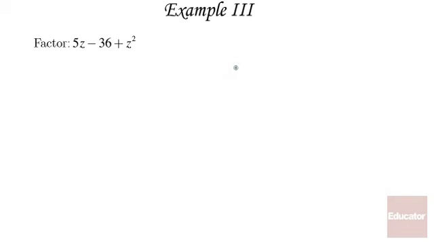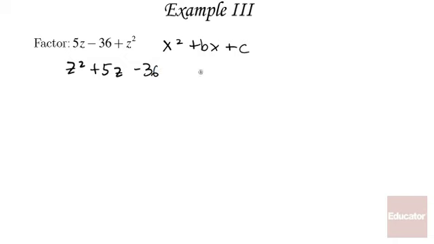In our third example, I'm looking at this, and at first it doesn't look like it's in the form with a leading coefficient of 1. However, it's always smart to put things into the form you need them in, or into standard form. So I just need to switch around some of the terms. Standard form would be x squared plus bx plus c. So I want my squared variable first, then 5z minus 36.